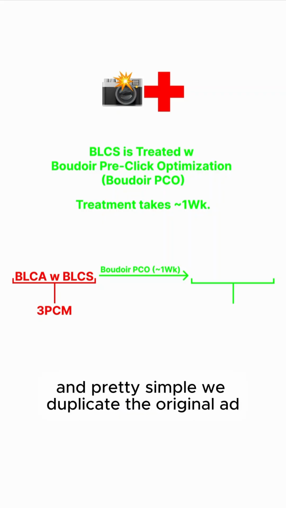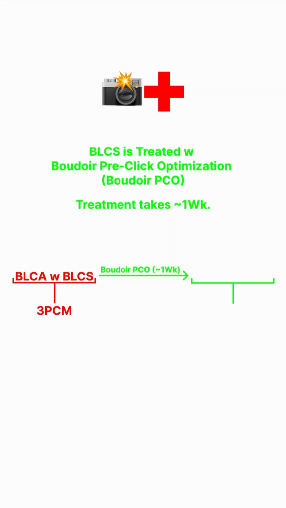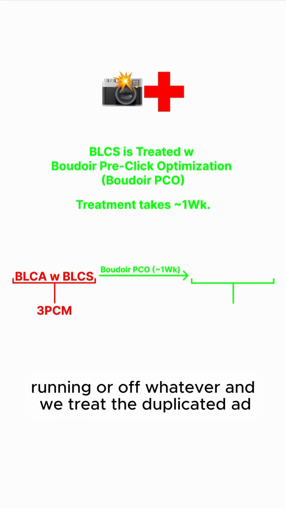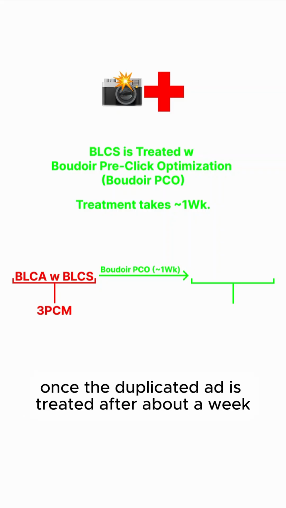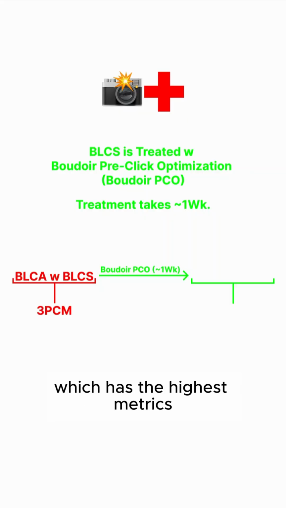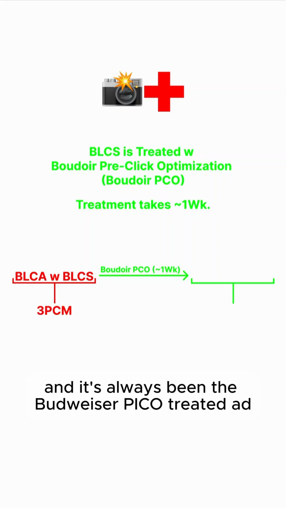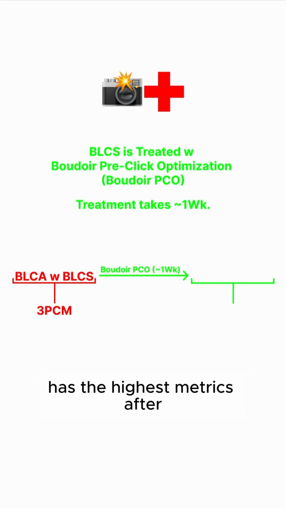And it's pretty simple: we duplicate the original ad, leave that one running or off, whatever, and we treat the duplicated ad. Once the duplicated ad is treated, after about a week, we keep whichever one has the highest metrics rolling. And it's always been the boudoir pico treated ad that has the highest metrics after.